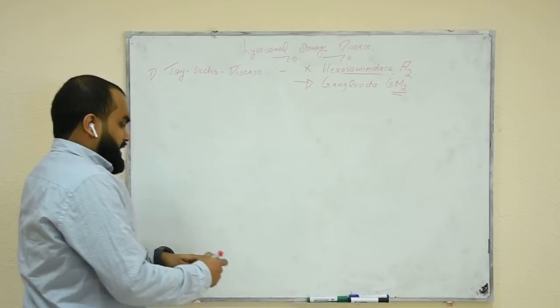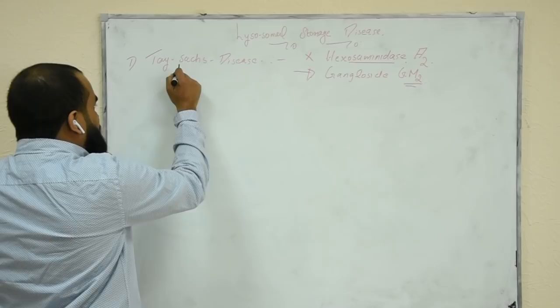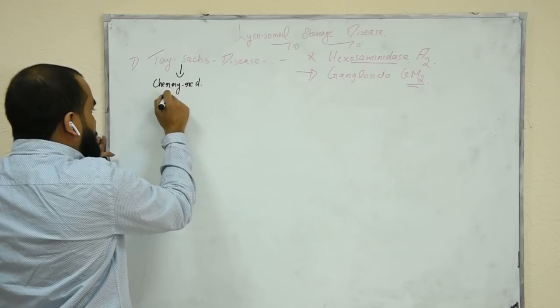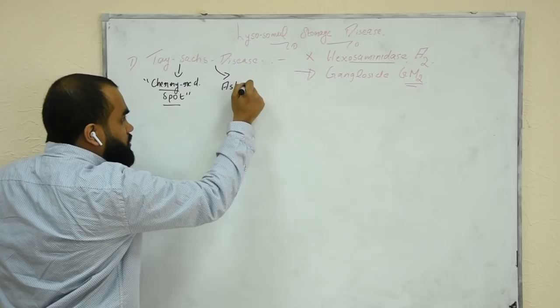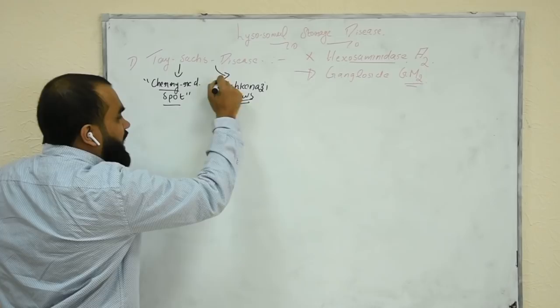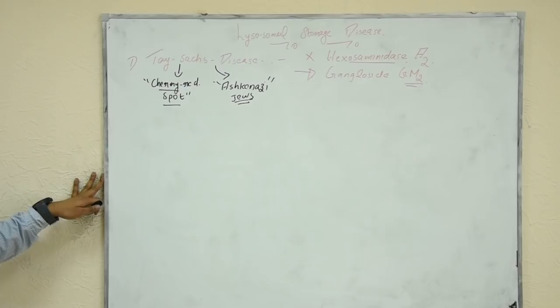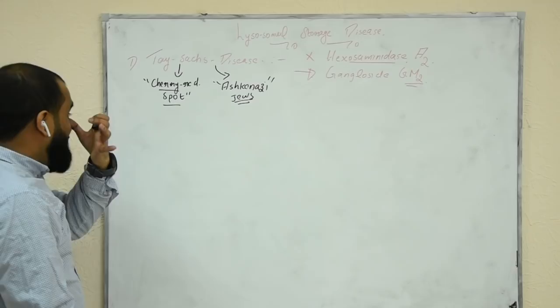Next, what clinical symptom will they give you? The baby will have a cherry red spot in the macula. Another thing they used to give: this disease is very common in Ashkenazi Jews, a group of people from Israel. So sometimes they start the question with Ashkenazi Jews. Very important. That is what you have to remember about Tay-Sachs disease.